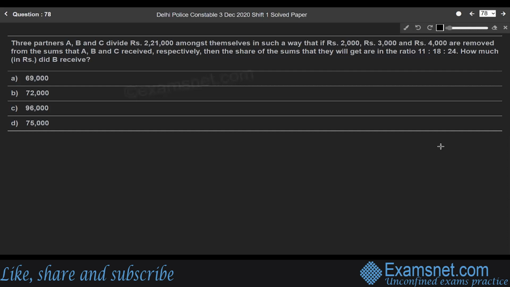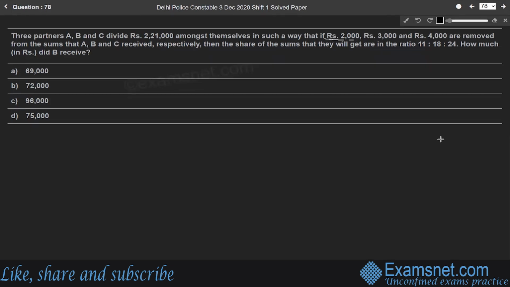Question 78. Three partners A, B and C divide 2,21,000 rupees amongst themselves in such a way that if 2,000 rupees, 3,000 rupees and 4,000 rupees are removed from the sums of A, B and C received respectively, then the share of the sums that they will get are in the ratio 11 is to 18 is to 24. How much did B receive? So here the total amount is 2,21,000. In that amount, 2,000, 3,000 and 4,000 are removed.